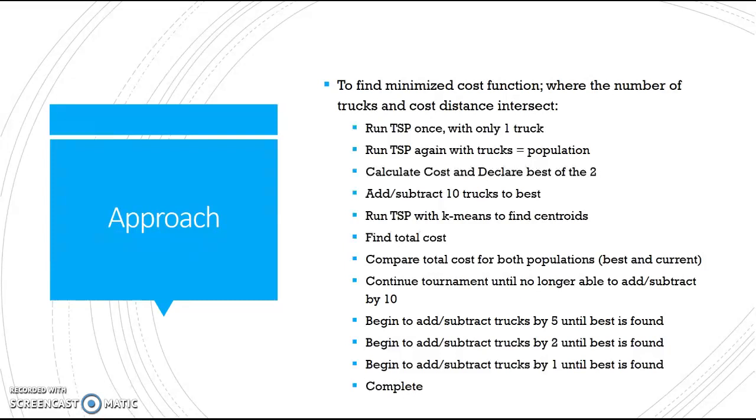Then we're going to run the TSP again with k-means to find the centroids and calculate the total cost. Then we compare this total cost for both populations, the best and the current. We continue this tournament until we're no longer able to go up and down by 10. Then we incrementally decrease: we go up and down by 5, then by 2, then by 1, until the best one is found, and then our program is complete.